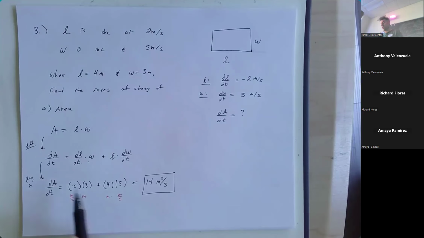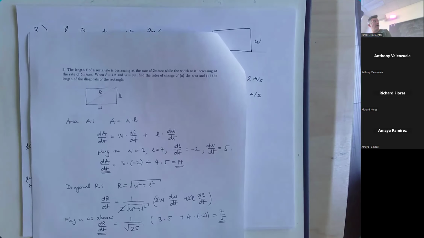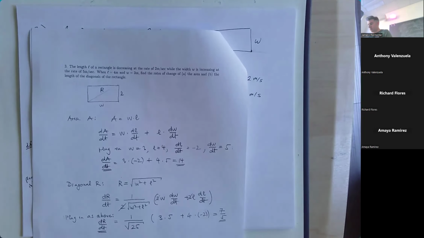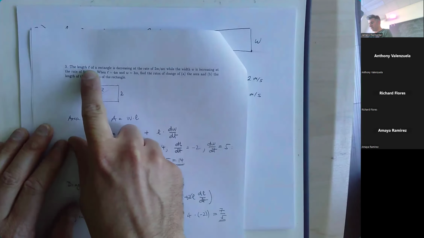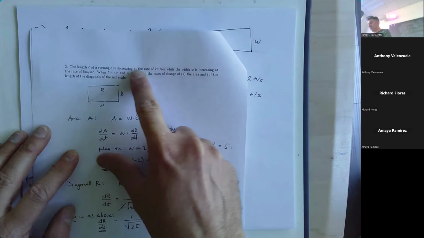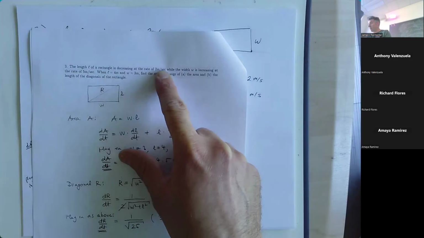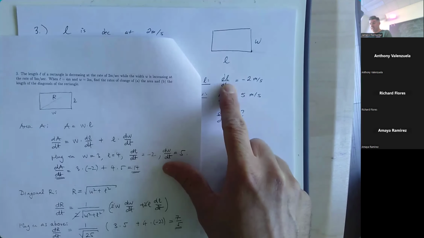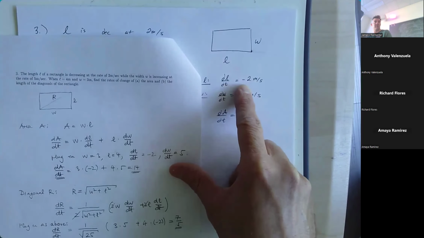So I didn't so much differentiate them as I read. Typically the problem will tell you in the words what these things are. So I was really reading the problem, which says, can you see that okay? It says that the length L of a rectangle is decreasing at the rate of 2 meters per second. So I knew that my dL/dt was going to be negative 2 meters per second.